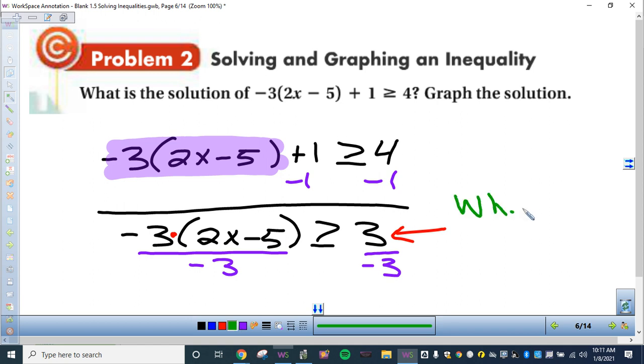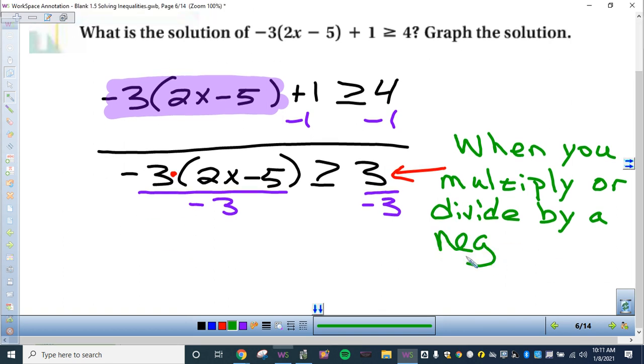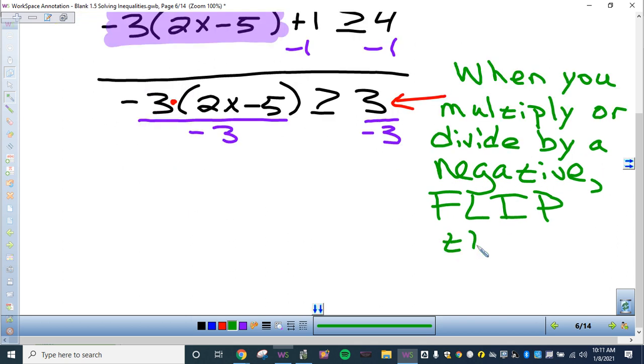So when you multiply or divide by a negative, it works for both of those operations. Add and subtract doesn't matter. Multiply and divide does. When you multiply or divide by a negative, you want to flip the inequality. Okay, so we're just going to switch it from a greater than to a less than sign.